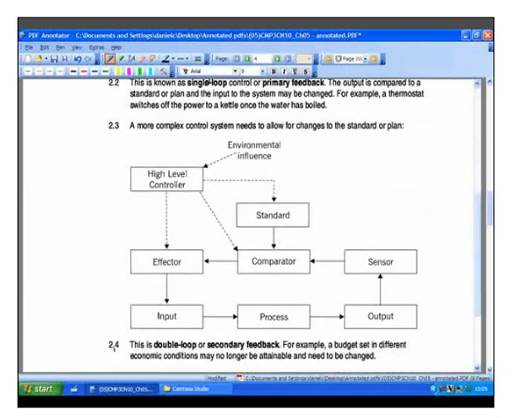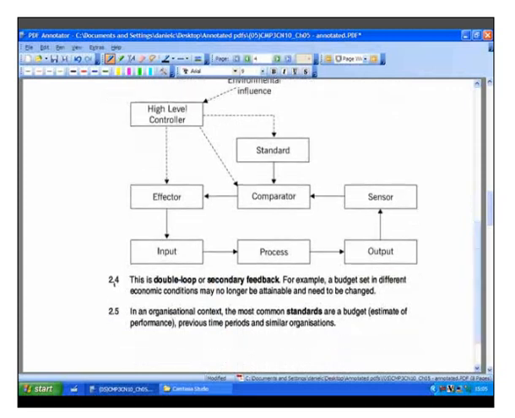Now if we take a slightly more complex example, it is possible for the standard itself to be changed. Now clearly this isn't possible with a kettle. The standard is always going to be boiling point. But if we think about the example perhaps of a budget, you can see how this might work. The output for the organisation, perhaps its profitability, is determined by the accounting function, that's the sensor, and then is compared to the standard, which perhaps is the budget.